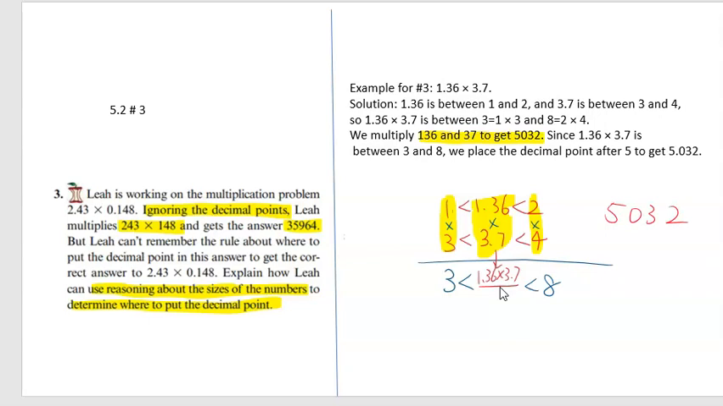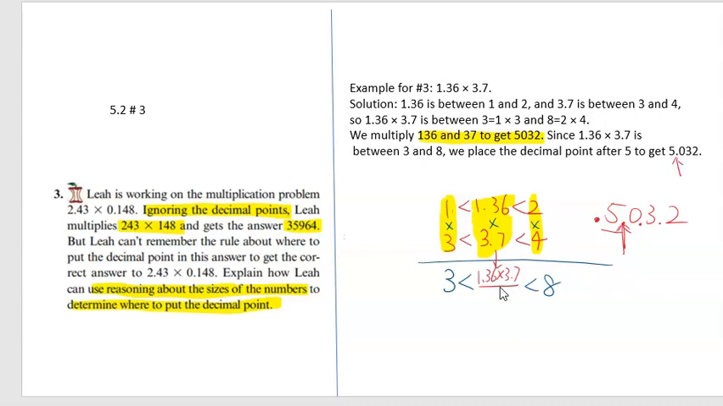If we put it here, it's way too big, because 500 is not between 3 and 8. 50 is still not between 3 and 8. 5.03, it is between 3 and 8 now. So that should be the correct place to put the decimal point. And again, you cannot put it right here. If you put it here, you're going to get 0.5, which is not between 3 and 8. So this is the only possible place to put it.